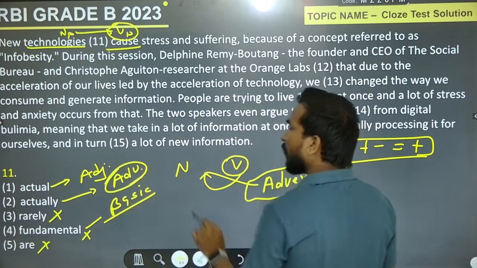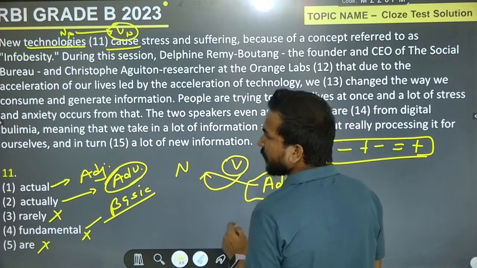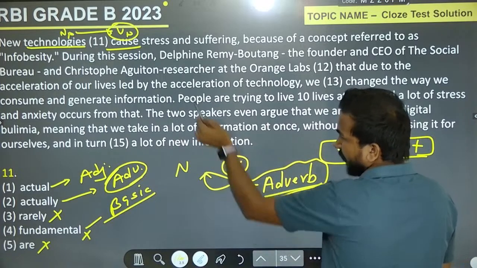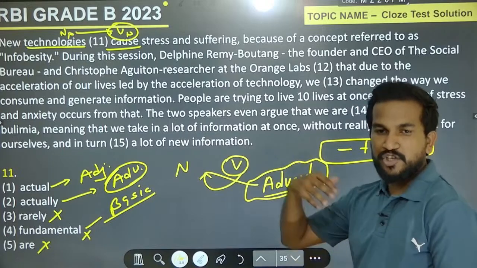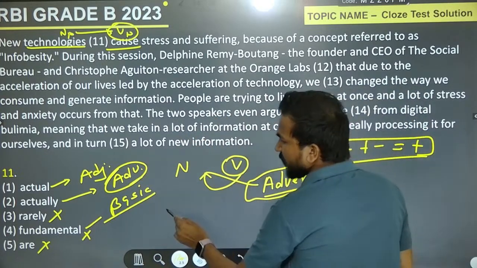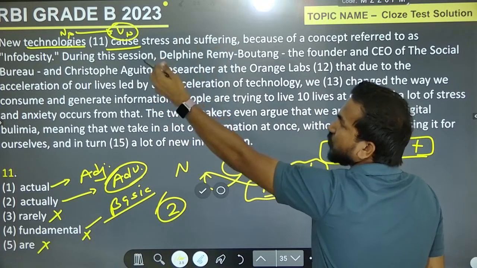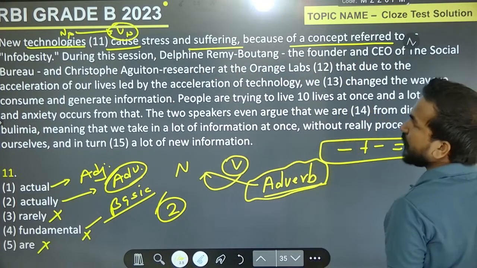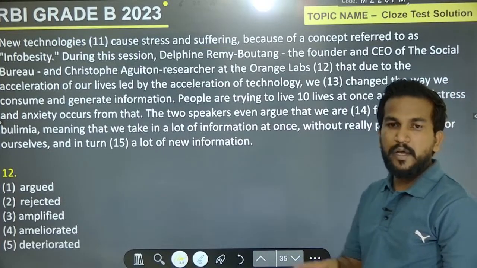So what should we go for? We should go for the second one, and that will be the right option, because we are having the verb here. And if we are looking for the moderation of the verb, definitely there will be an adverb. So it must be the second. And that part will be: new technologies actually cause stress and suffering because of a concept referred to as infobesity. Go for the second one. Hopefully you are getting my point.